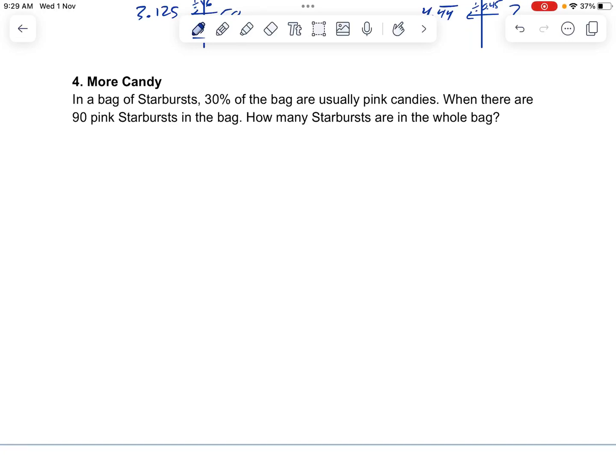Question 4. In a bag of Starburst, 30% of the candy are usually pink candies. When there are 90 pink Starbursts in the bag, how many Starbursts are in the whole bag?